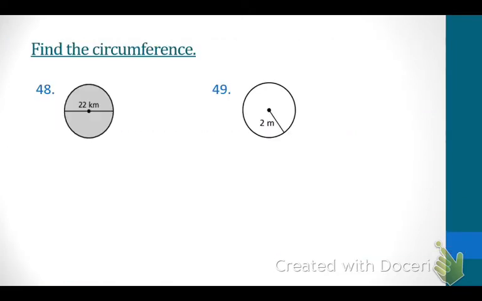Find the circumference. Before we do that, I want you to just give me some information. This is saying this from there to there is 22 kilometers. Guys, is that the radius or the diameter? Diameter. That is the diameter because remember the diameter is the longer one. It's all the way across. So, boys, what would the radius be?